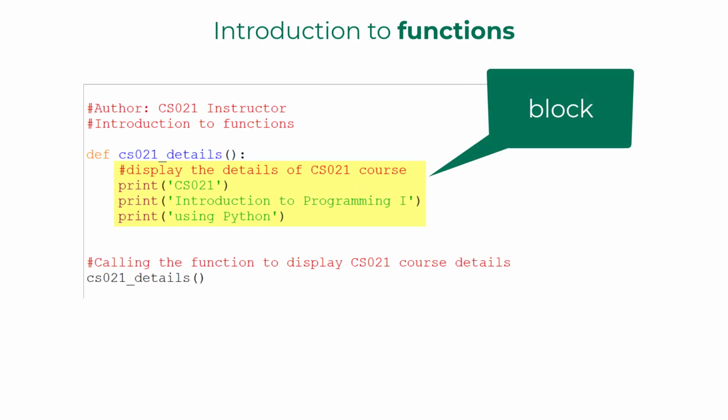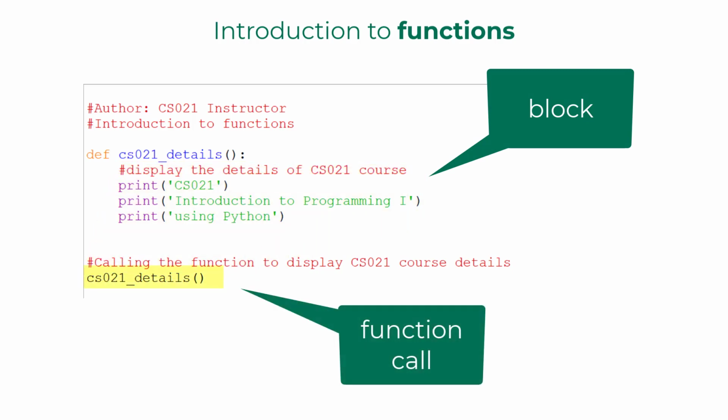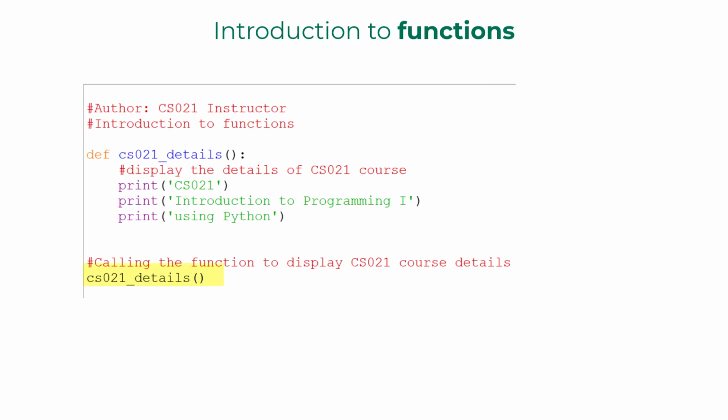To execute the block of code within a function, you call it. I repeat, to execute the block of code within a function in your Python program, you call it. After the function call, Python interpreter goes to the function definition, executes all the code, and when it reaches the end of the function, the program control will return to wherever it was when the function was called.